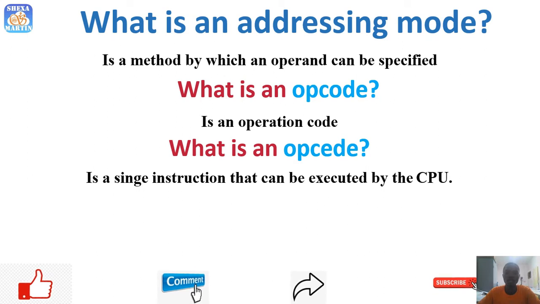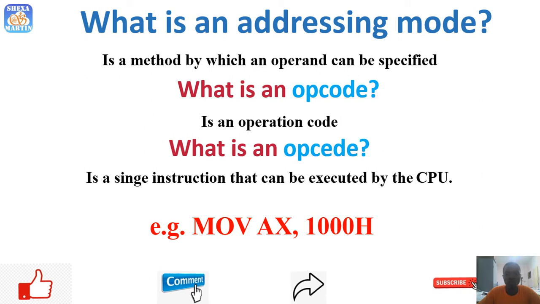Somebody is now confused, I'm sure. I said an opcode is the move instruction, as an example, we have add, and so forth. But now we are saying an instruction is a single command that can be executed by the CPU. By that definition, we mean the whole instruction to say move to BX from AX. For example, this is an instruction: MOV AX, comma, an immediate value, 1000 hexadecimal. So that's it.